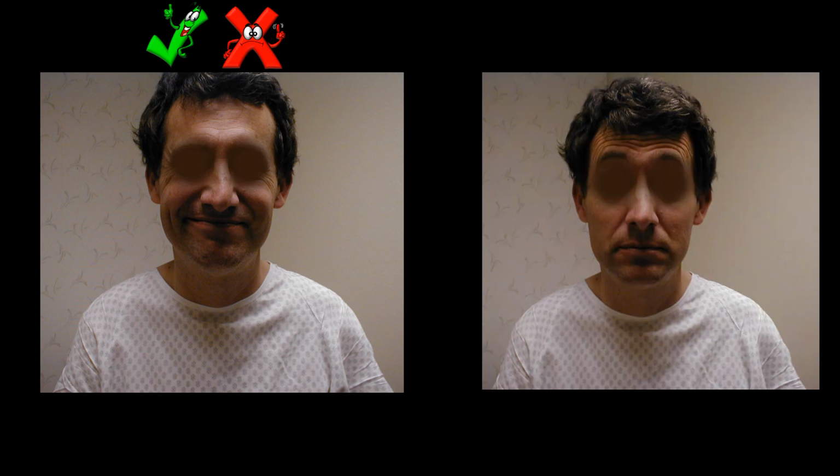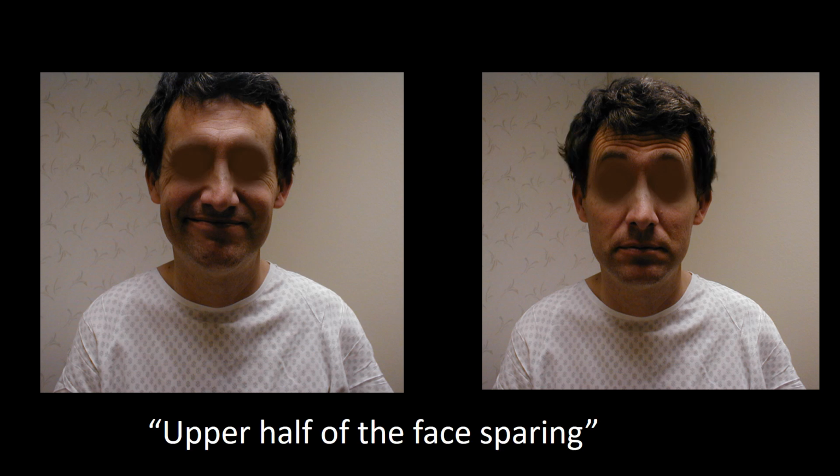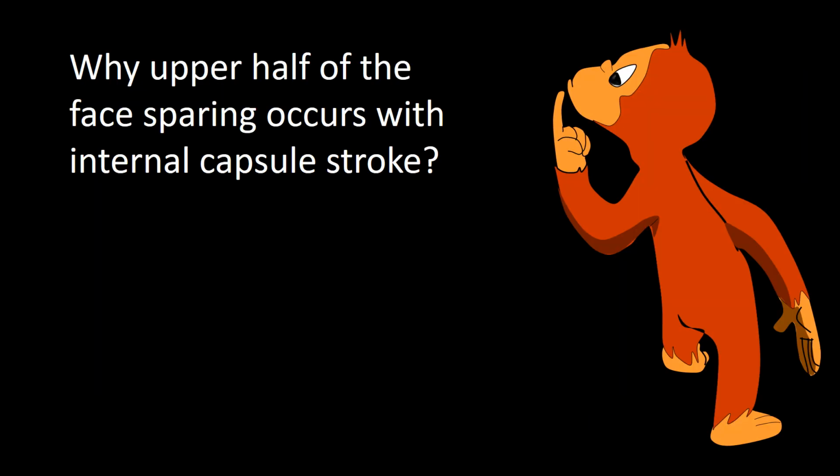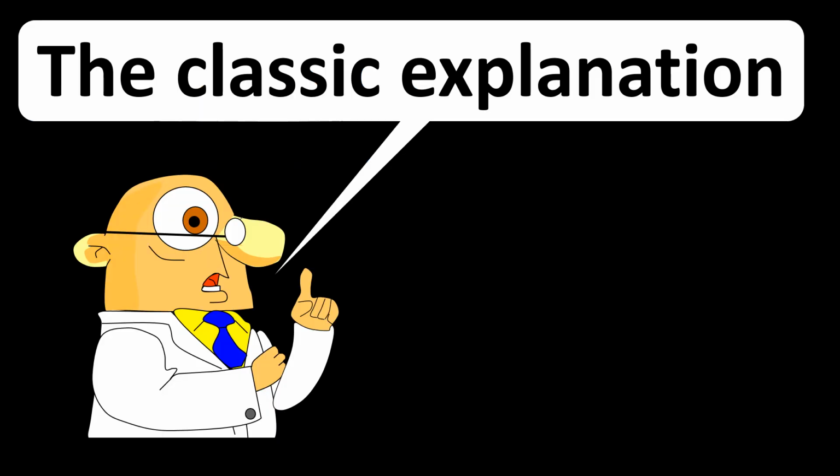Yet the creases in the forehead are symmetrical. Notice that the depth here and here is the same. This finding is called upper half of the face sparing. The question is why? Why does upper half of the face sparing occur with internal capsular stroke? We will, for now, go along with the classic explanation for this phenomenon.